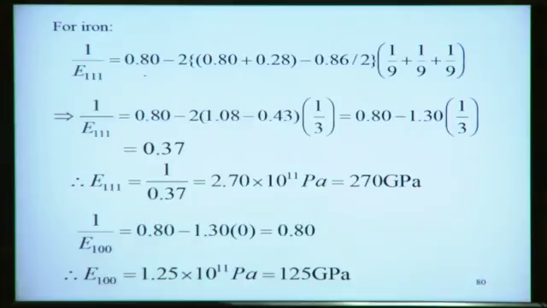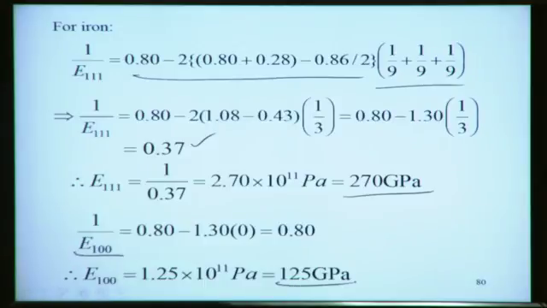Okay, and if we put all these values, and here the terms alpha, beta, gamma, that means the direction cosines, if we put them in, we can find 1 by E111 equal to 0.37, and finally E111 equal to 270 gigapascal. Similarly, for iron, along the direction 100, it is 125 gigapascal. So if we see the Young's modulus along 111 or along 100 direction, in this case there is a huge difference in the values of the Young's modulus.